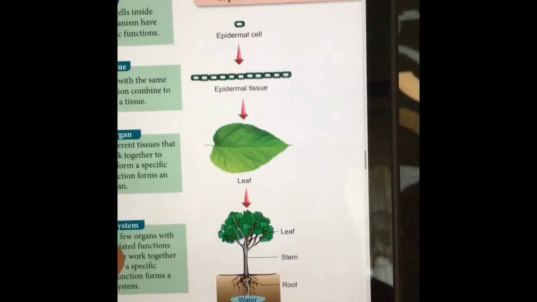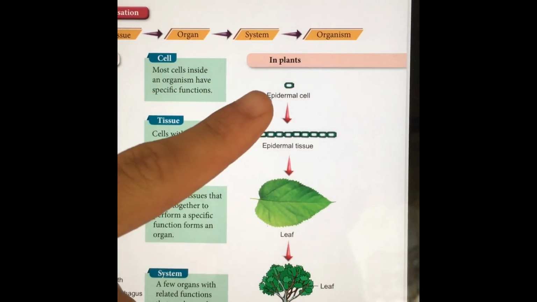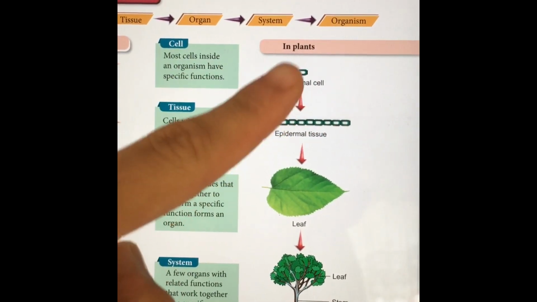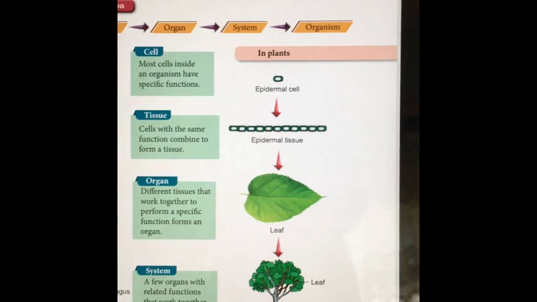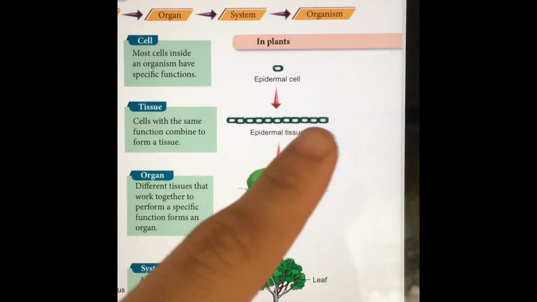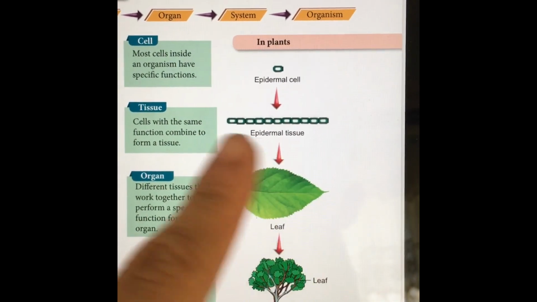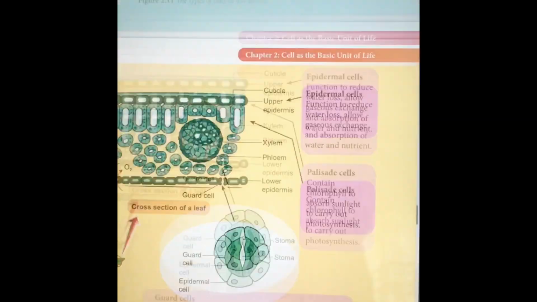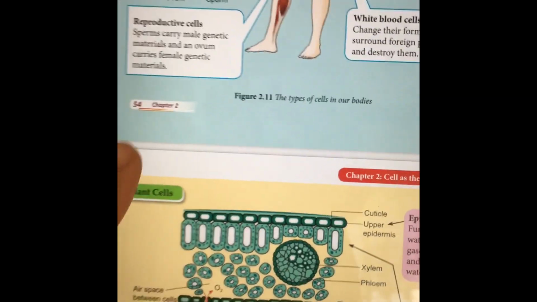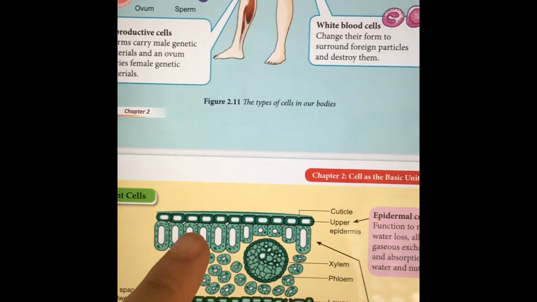So in plants, it's also the same. We have one cell and then the same cell yang sama bergabung di adik-adik tissue. So this one is epidermal tissue. And then different tissues combine to form an organ. Remember, the leaf is an organ. Okay, we have like lots of tissues right here. This one is one tissue. This one is one tissue.